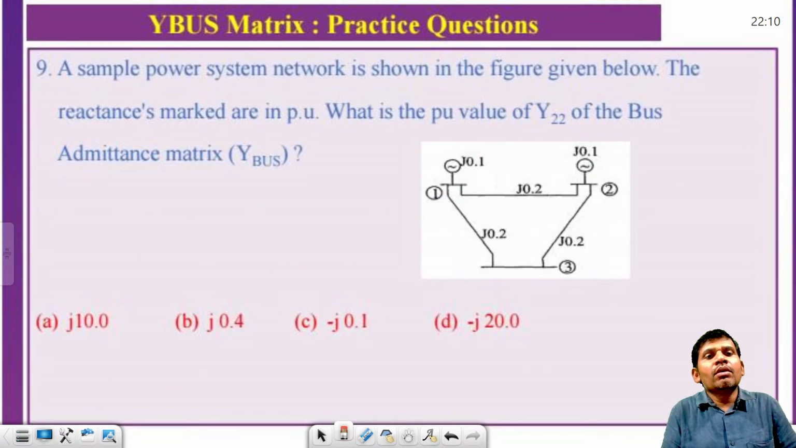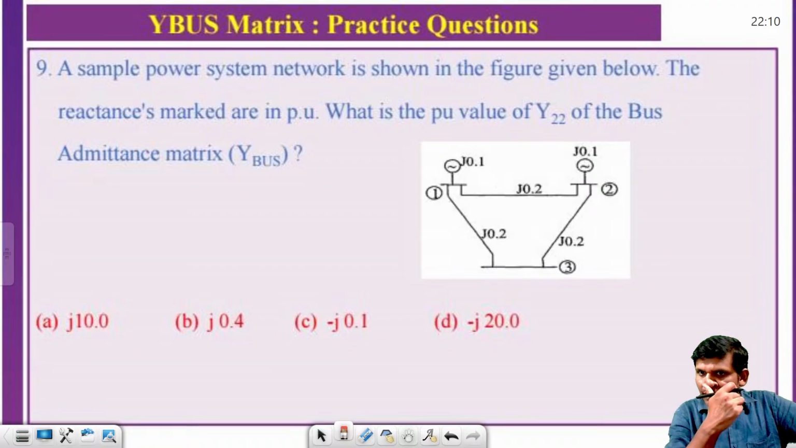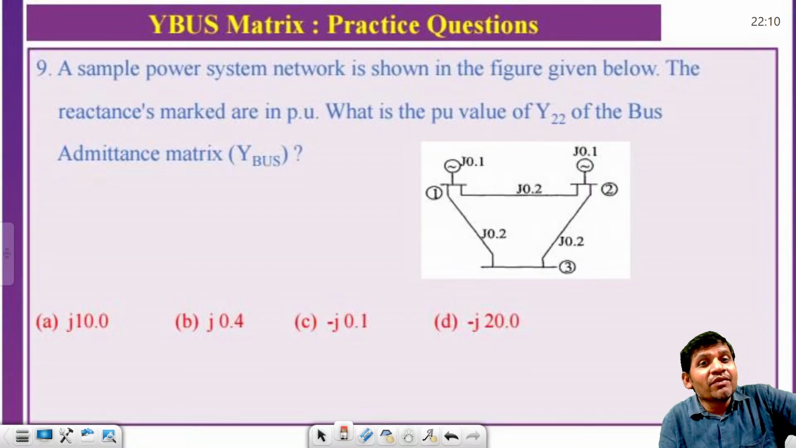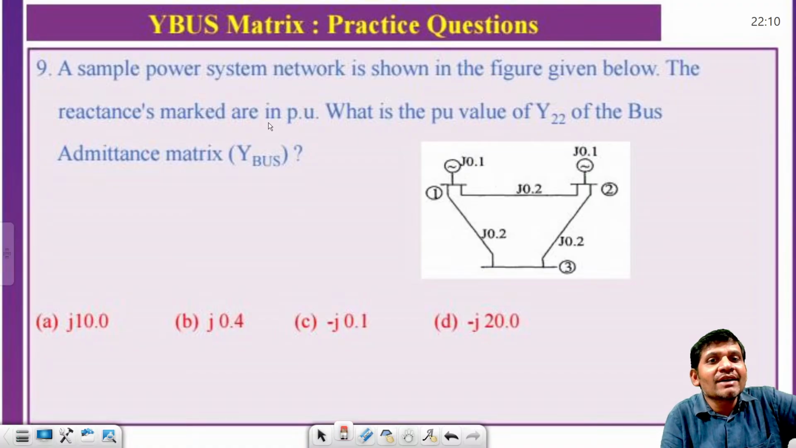A sample power system network is shown in the figure given below. The reactances marked are in per unit. What is the per unit value of Y22 of the bus admittance matrix? The given values are marked in per unit; the reactances are in per unit.